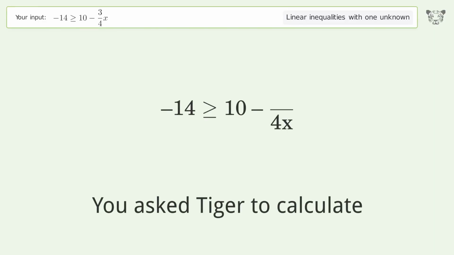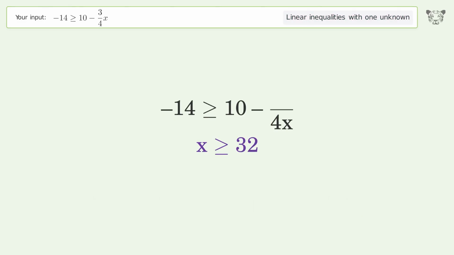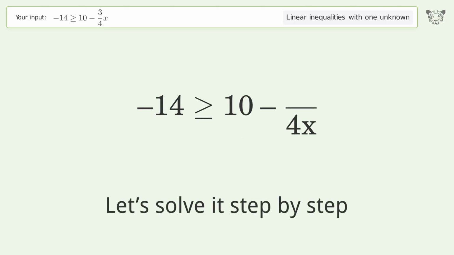You ask Tiger to calculate. This deals with linear inequalities with one unknown. The final result is x equal or greater than 32. Let's solve it step by step.